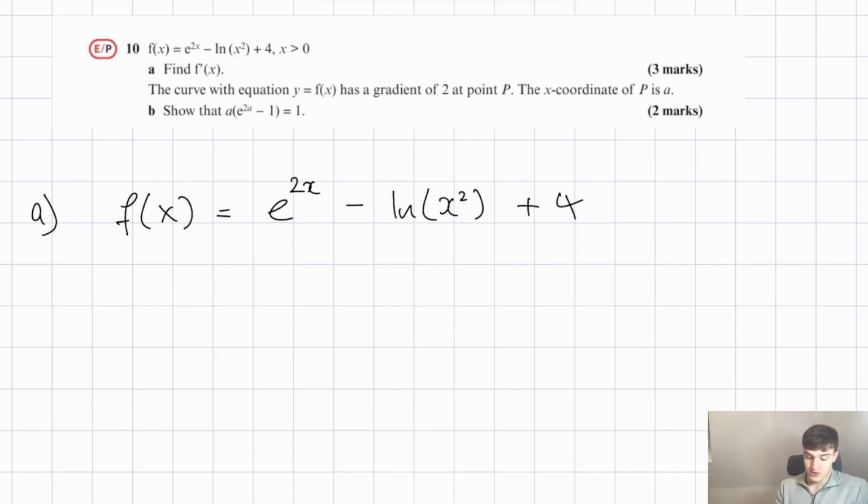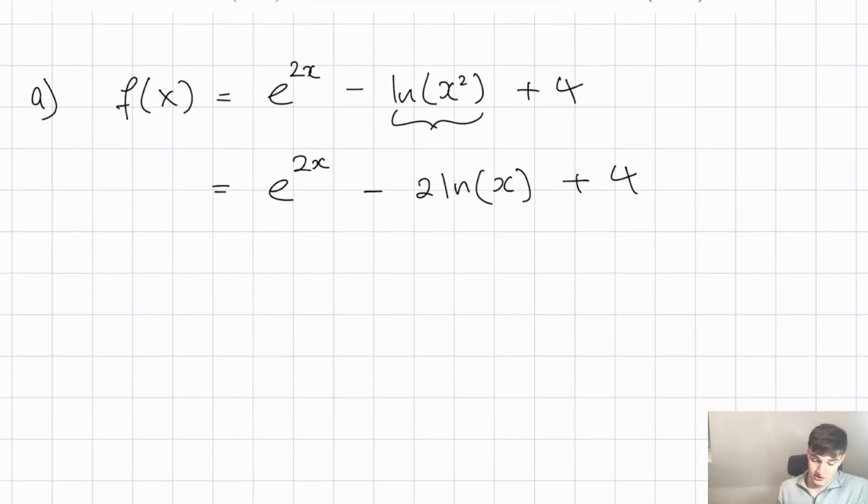What you can make the mistake of doing here is trying to use the chain rule on the natural log of x squared, but it is actually completely unnecessary to do that. First, we notice, using the powers of logs, that if we have an exponent inside of the log, it can come out to the front. So let's do that first. We're going to get f of x is e to the 2x minus 2 natural log of x plus 4.